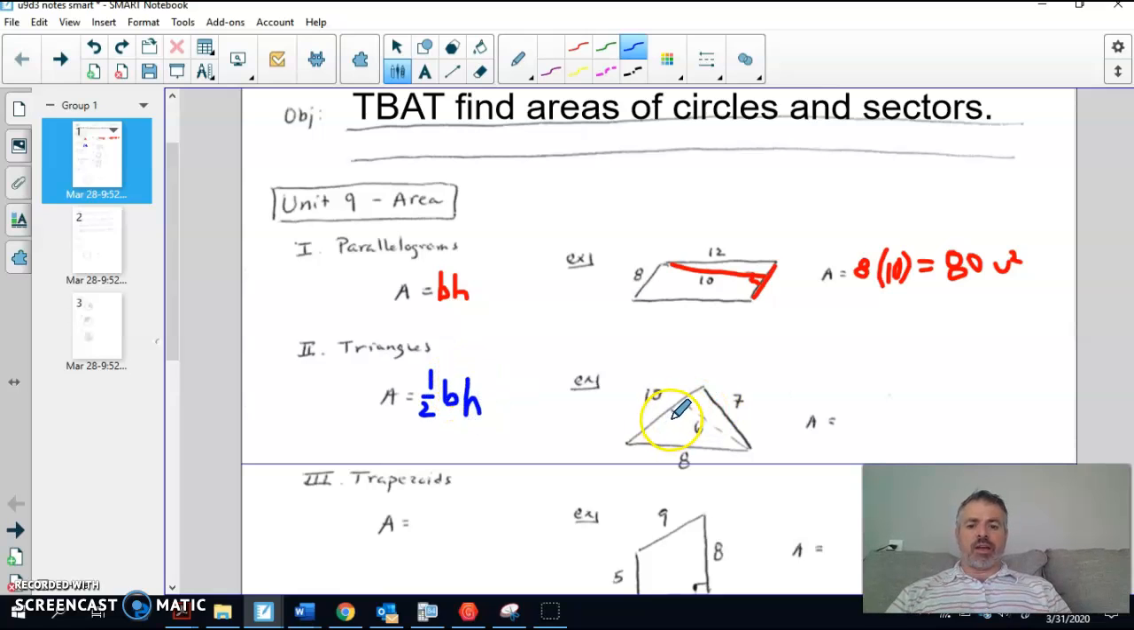So over here again, I need to find the base and height that are perpendicular, and I see this right angle right here. That means that this 6 is the height. The base that is perpendicular to is this side over here, which is 10. So this would be 1/2 that base, which is 10, times the height, which is 6.